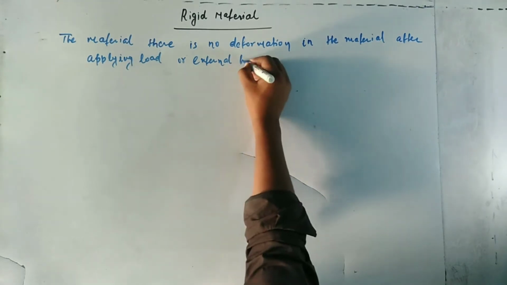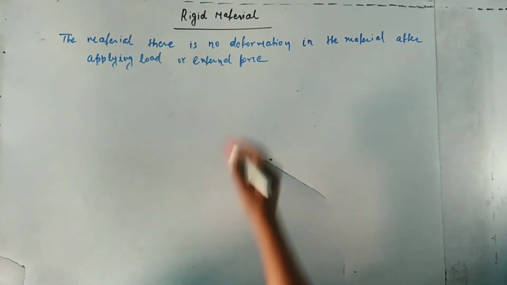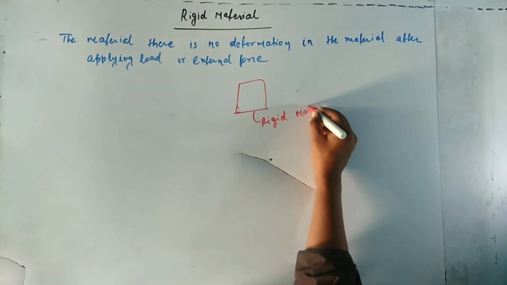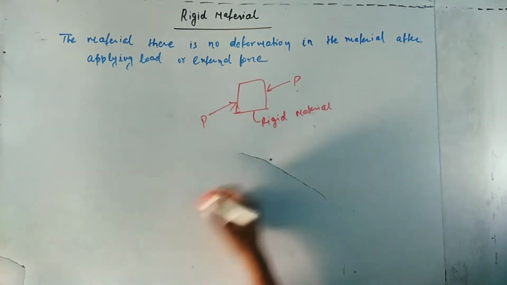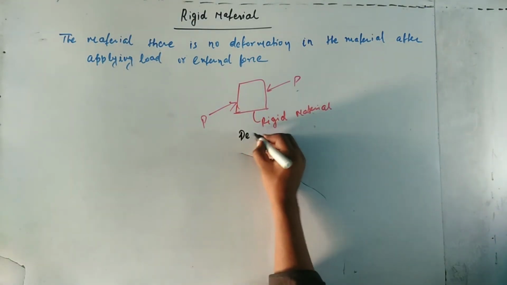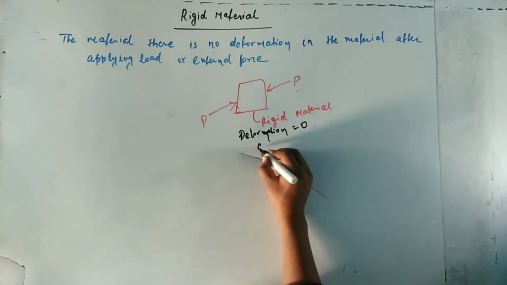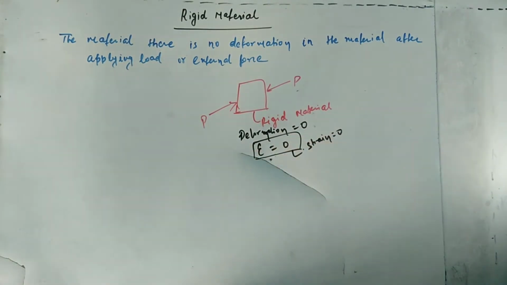In the material, there is no deformation after applying load or external force, that is, there is no change in shape and size. This is rigid material. When we apply force P, the deformation in the material is equal to 0. That is, epsilon is equal to 0, where epsilon is the strain. So the strain in the material is equal to 0.